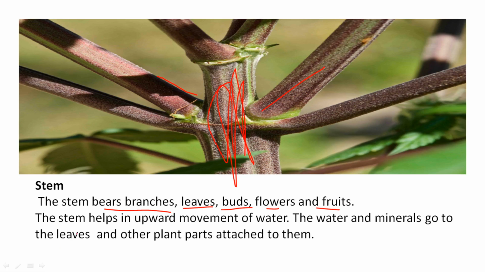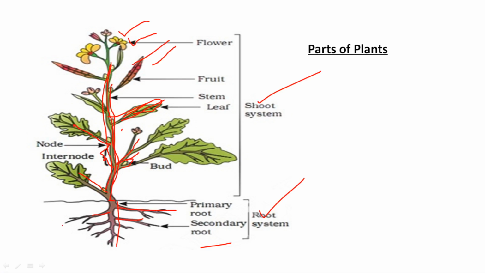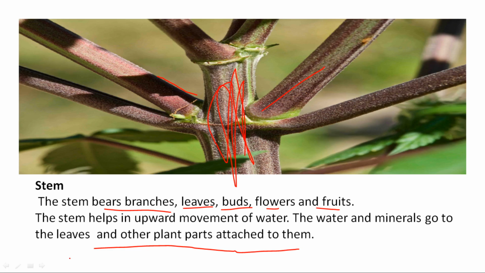Next is what? The stem helps in upward movement of water. The water and minerals go to the leaves and other parts of the plant attached to them. So what goes through the stem? Root absorbs water and nutrients. That will go through the stem. Through the stem water and minerals go and that will go to each part of plant. Means flower, fruit, leaves, branches. To this part those water and minerals will go.